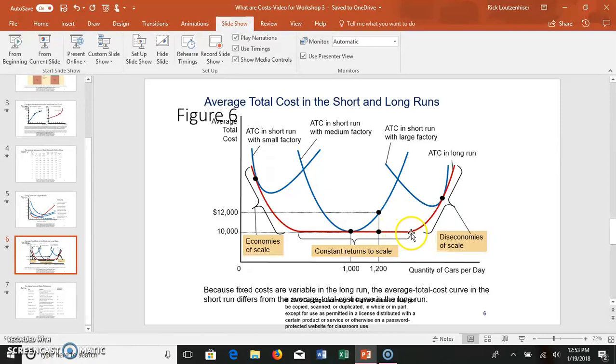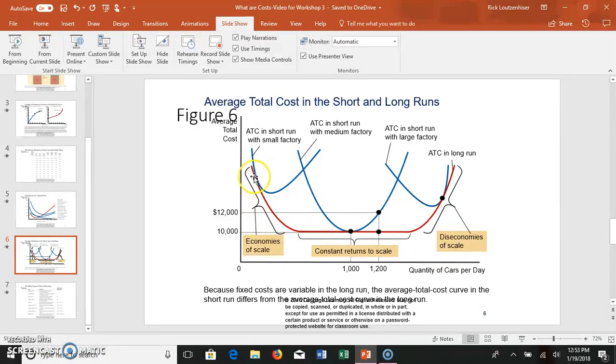So you hit a point where the size of the operation is getting too big and people are having to walk great distances to do their job. There's an inefficiency that exists and you get diseconomies of scale. That means you got to a size where you now are starting to lose profitability, okay?